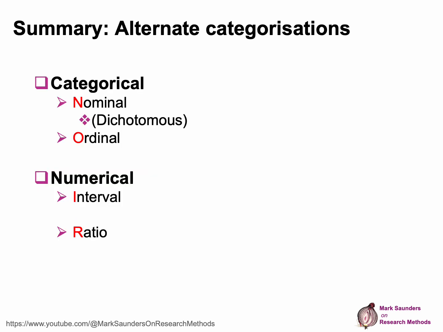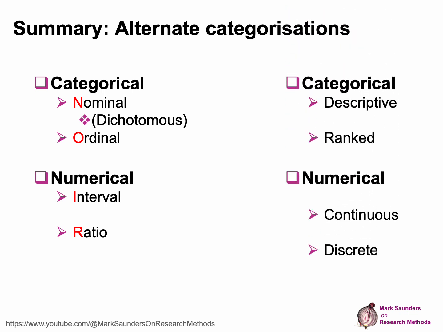So let's pull this together and look at the two alternative categorisations we have for data when we're going to analyse it quantitatively. The first categorisation we have is where we can split data into categorical or numerical, and within this we can have nominal, ordinal, interval and ratio data. And this is often remembered by the mnemonic NOIR, black in French.